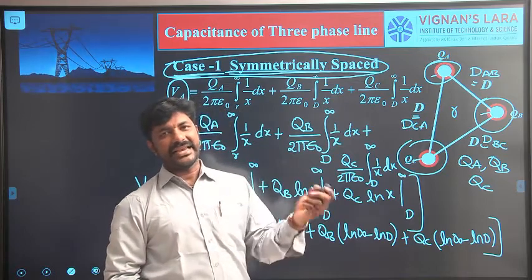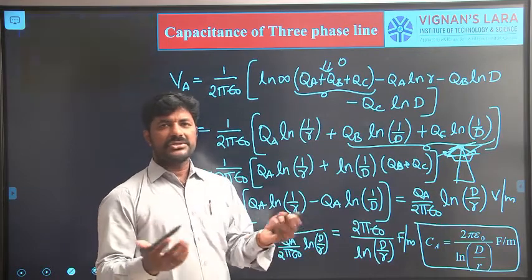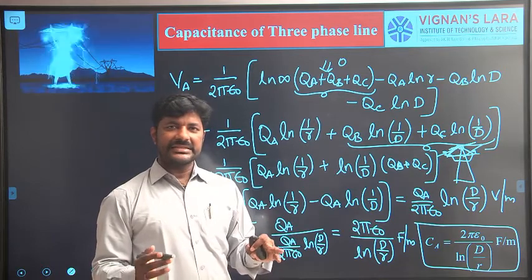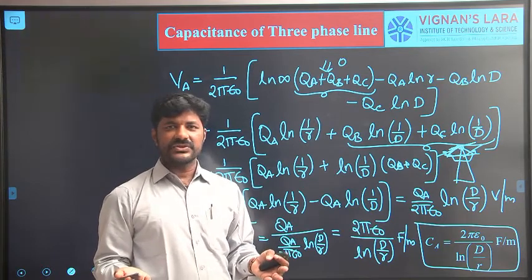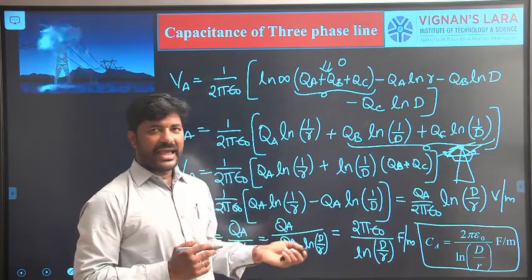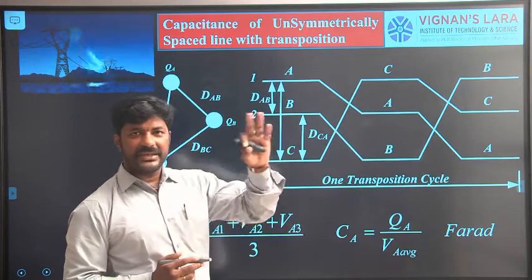And the next case is, in all the cases it may not be that the distances are the same. There are some cases where the distances will be varied. Such a line is called an unsymmetrically spaced line. So for an unsymmetrically spaced line, the distance between the conductors will not be the same.